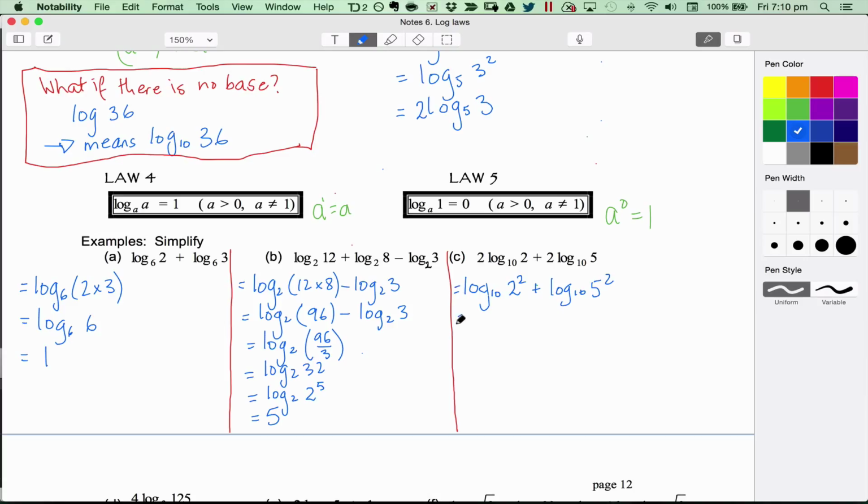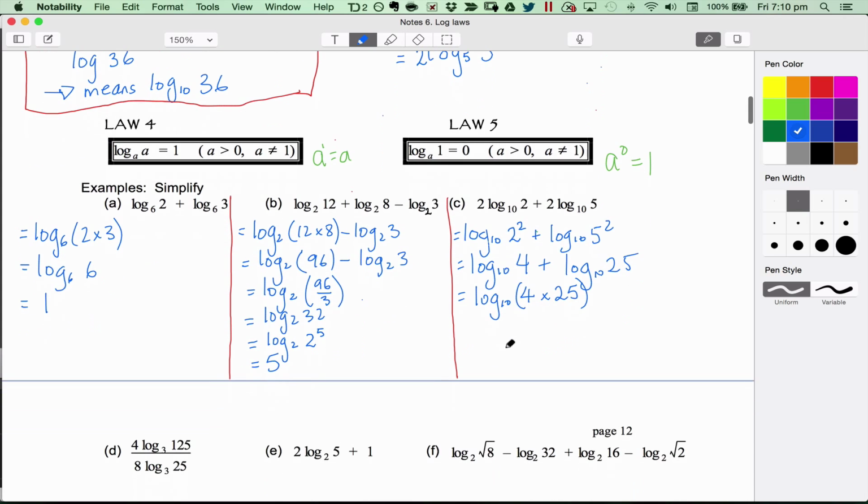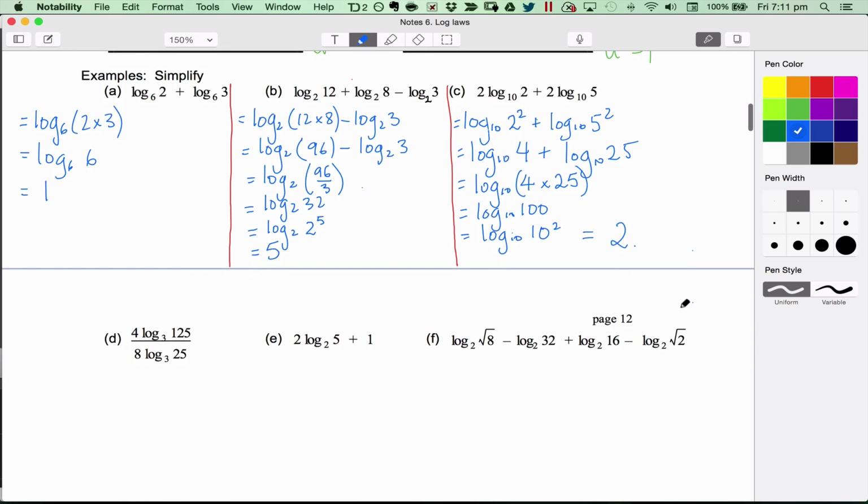Sorry, needs an equal sign at the start there. Log 10, 4 plus log 10, 25 equals log 10, 4 times 25 equals log 10, 100 equals log 10, 10 squared. The 10 and the 10 cancel to make 2. Hope you got that one right too.